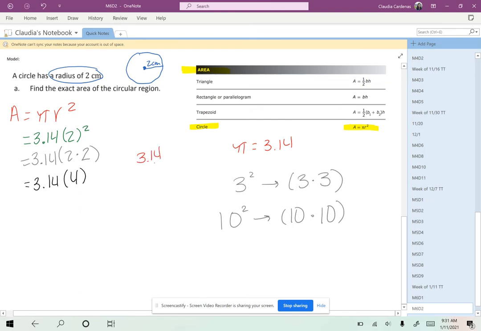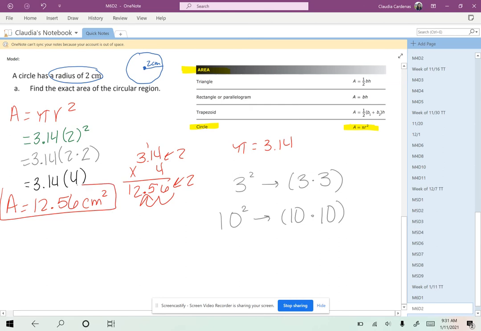So 3.14 times 4. 16, 5, 12. There's 2 numbers behind the decimal point, so there needs to be 2 numbers behind the decimal point here, and we get 12.56. And since this is area, it's going to be centimeters squared.